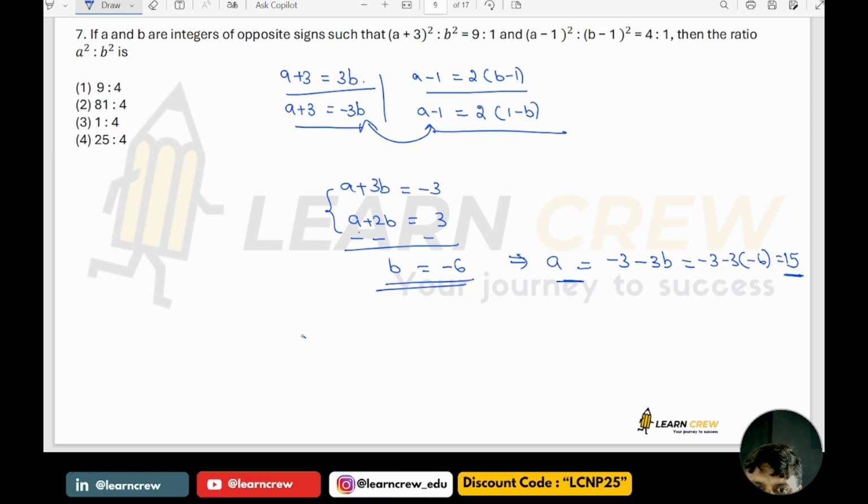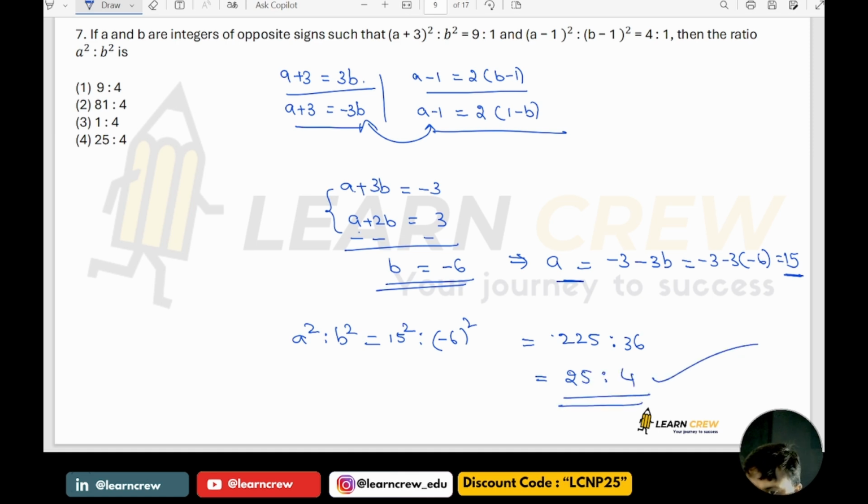The ratio of A square is to B square. So A square is 15 square. B square is minus 6 square. So it is how much? 225 is to 6 square 36. So 9, how many times? 9 25s are 225, 9 4s are 36. So 25 is to 4. 25 is to 4 is the answer. So answer is option 4.